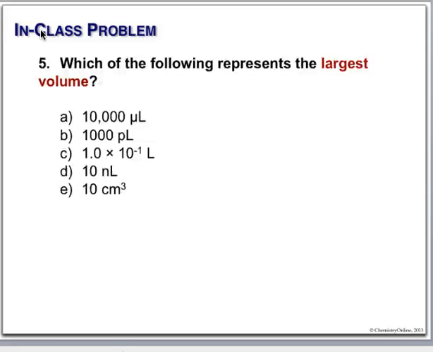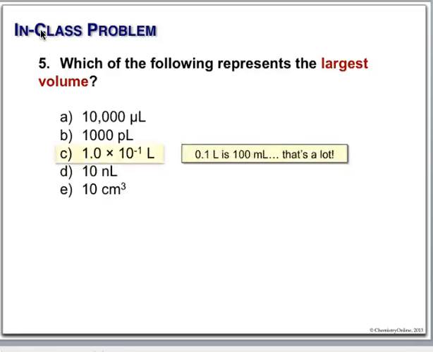Those are both real small. This is 0.1 liter. That's a lot. That's 100 milliliters, isn't it? Nano, 10 to the minus 9. We're down to 10 to the minus 8. And finally, this is 10 cubic centimeters, the same as 10 milliliters. I think the winner here is going to be the 100 mils.